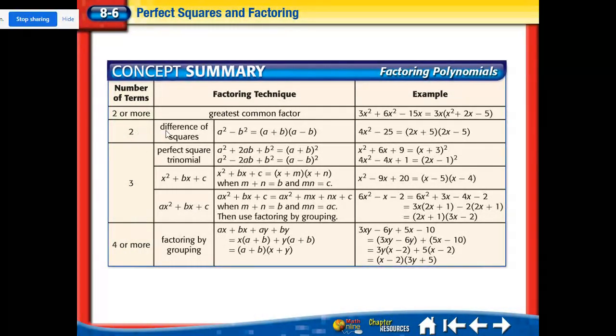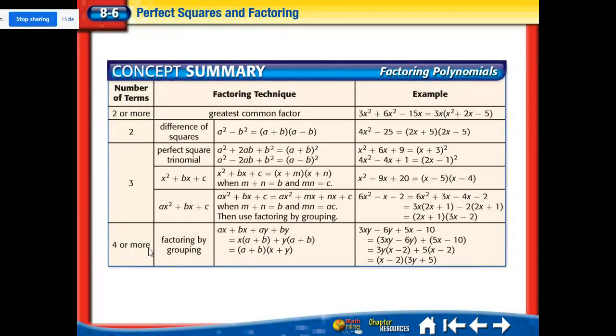For 2, the only one we can use is what's called difference of squares. And again, I'll give you examples of these as we go through. For 3, we can have perfect square trinomials. We can have trinomials with a 1 in front and trinomials with an A in front. Now, a 1 in front are the easy ones. We can just go ahead and factor those pretty easily. It's the ones with the A in front that are a little more difficult. We have to turn them into actually a grouping problem.